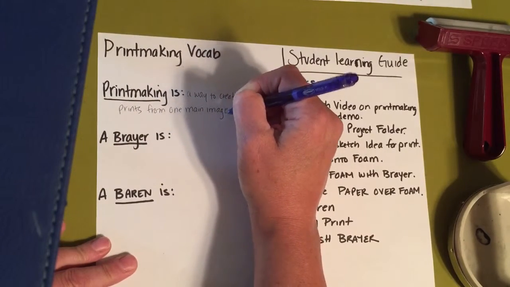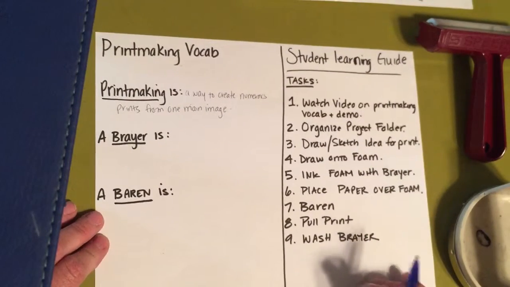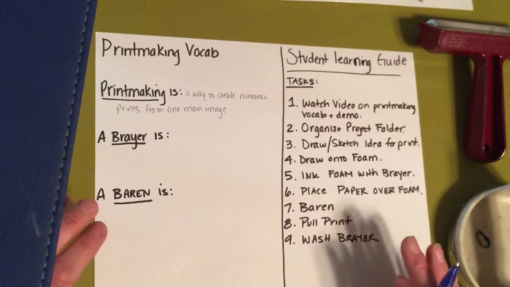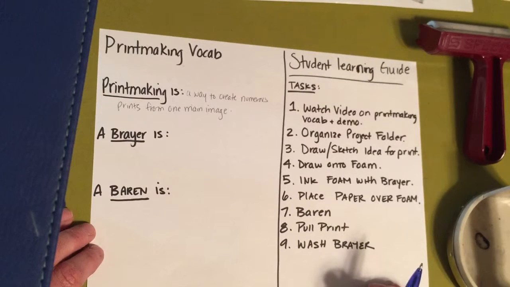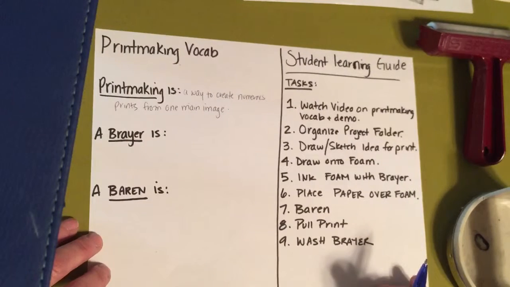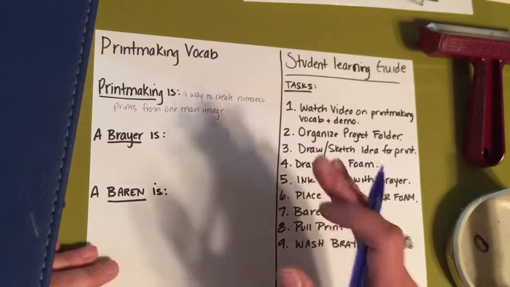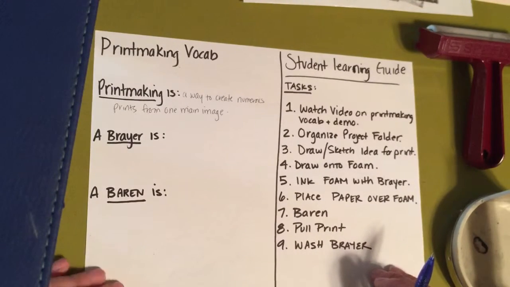There's various types of printmaking. You can do woodcut, as I mentioned earlier. There is etching and lithography, monoprints. Of course, there's digital printmaking. Silkscreen is sort of a printmaking style as well. But for this lesson, we're just focusing on the foam print. Okay, so we know what printmaking is. It's a way to make numerous prints from one main image.